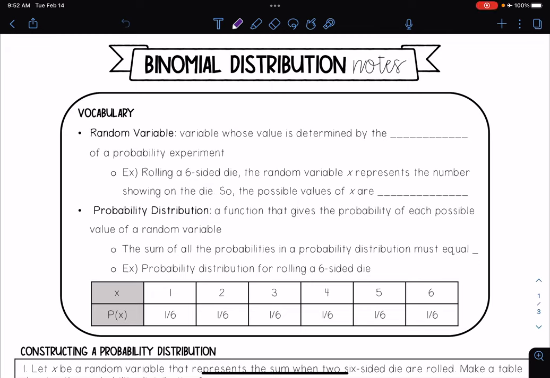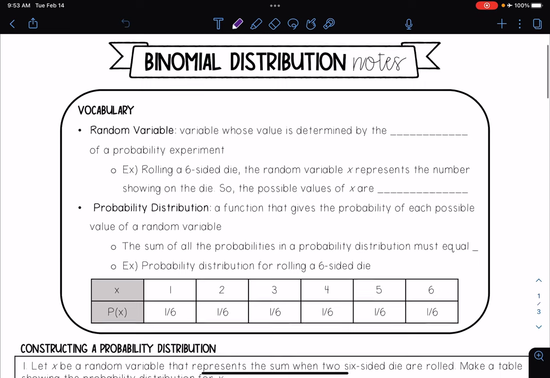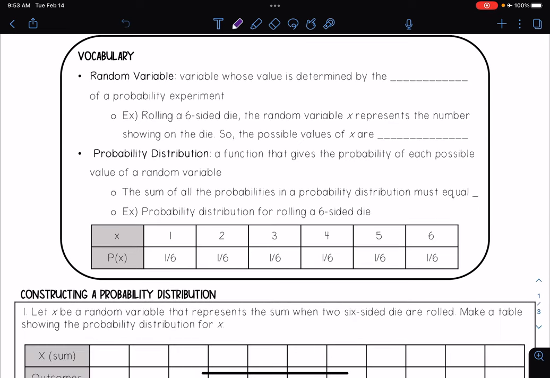Hello everyone. In today's lesson, we're going to be talking about the binomial distribution. So first we're just going to be looking at probability distribution as a whole. So first, for some vocabulary, a random variable is a variable whose value is determined by the outcomes of a probability experiment.